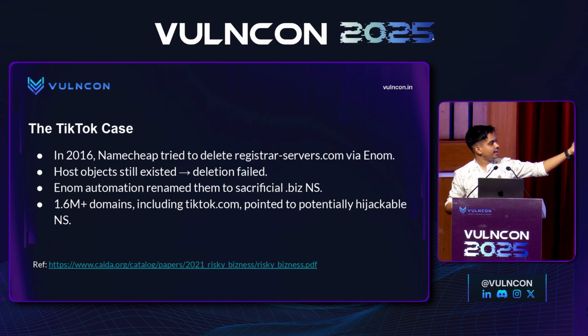After that, Enom ran a script, and that script renamed all possible instances of registrarservers.com in the name servers of all of these domains to these particular domain names, which were available for purchase. So after that, the 1.6 million domains that were with Namecheap were all vulnerable to DNS hijacking. Anyone could have hijacked any of the domains that was ever registered with Namecheap.com on that particular day. This happened in 2016, and to this day, 49 domains are still vulnerable, and those domains point to these particular name servers.